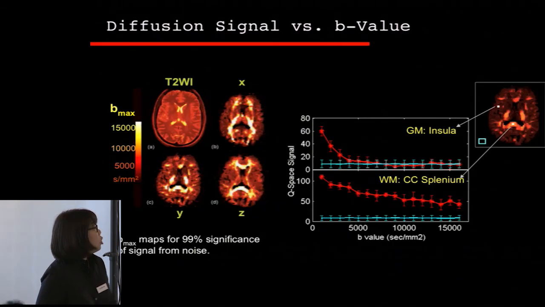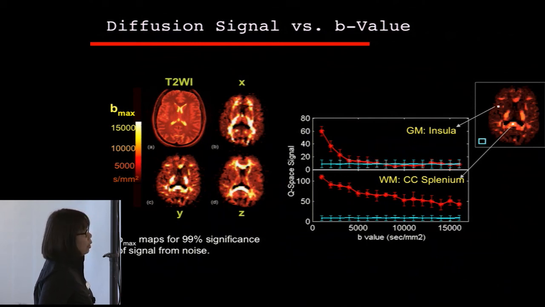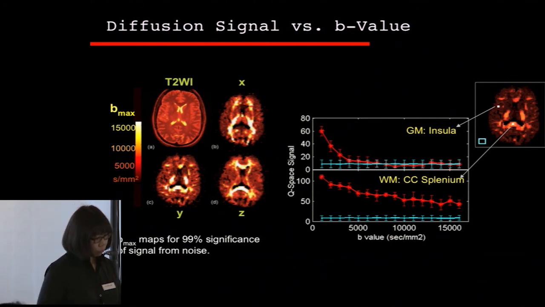Q-space imaging. We mentioned that the diffusion signal decay is not a single exponential decay. This study is to measure the maximum B values where the voxels still have a signal significantly above noise. As you can see, the gray matter signal is not detectable at a B value larger than 4,000, whereas the white matter still has a significant signal at a B value of 16,000.